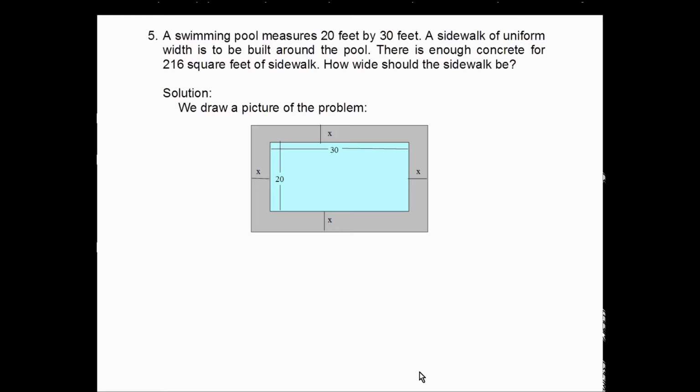The sidewalk is actually, if I cut out this hole, if I cut out the swimming pool, that kind of rectangular looking donut I have left. So in words, the sidewalk is the big rectangle minus the little rectangle. That's what the sidewalk is. Okay? So now I know the little rectangle, it's the 20 by 30. It's the swimming pool. I have to figure out the dimensions of the outside rectangle.